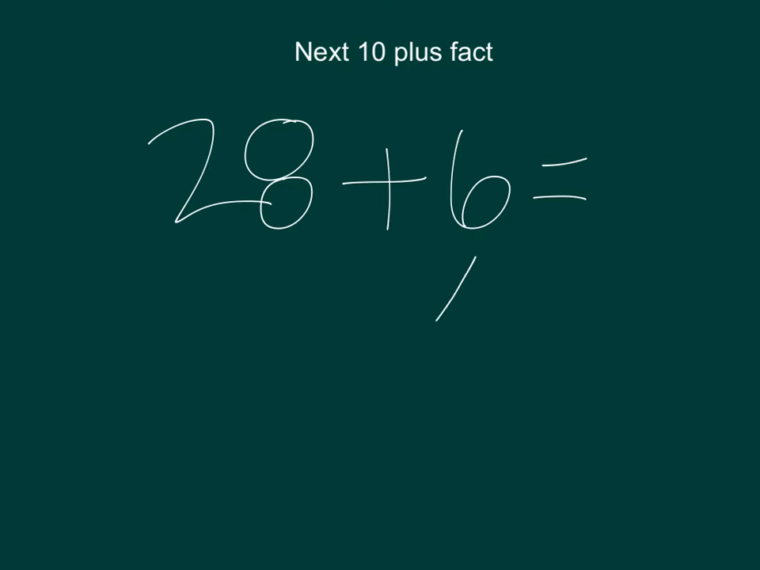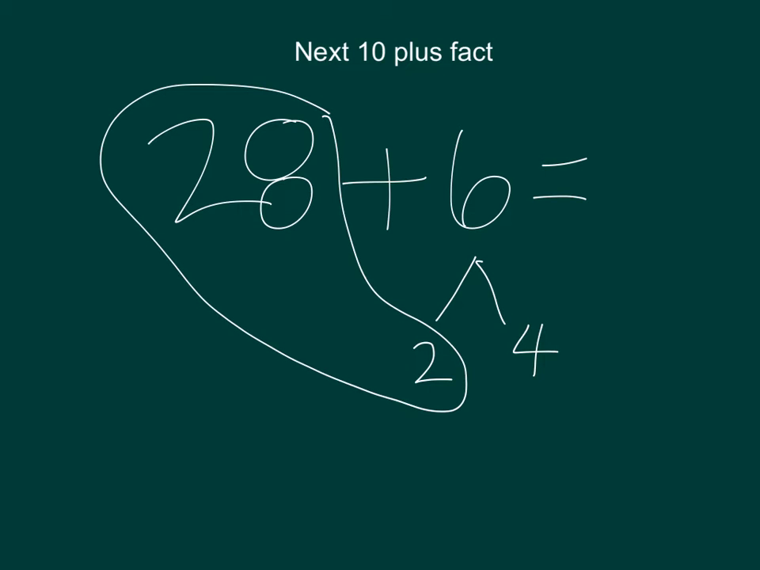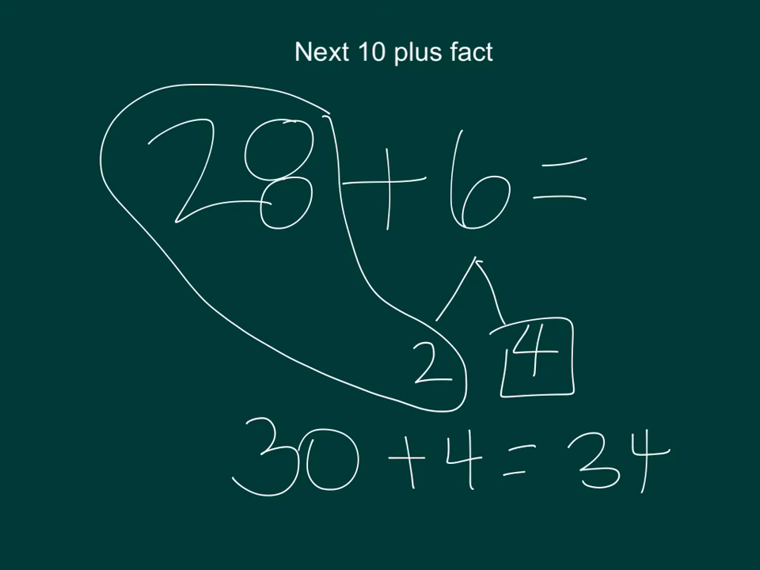So you're going to want to break apart the 6, take 2 from the 6. You need 4 more to complete it. But now you're going to join the 28 and the 2 to make the next 10, which would be 30. 30 plus, we have the 4 over here, equals 34. This is a quick way for you to be able to see 28 plus 6. Instead of using your fingers, a drawing, or manipulatives, you can create the next 10 plus fact.